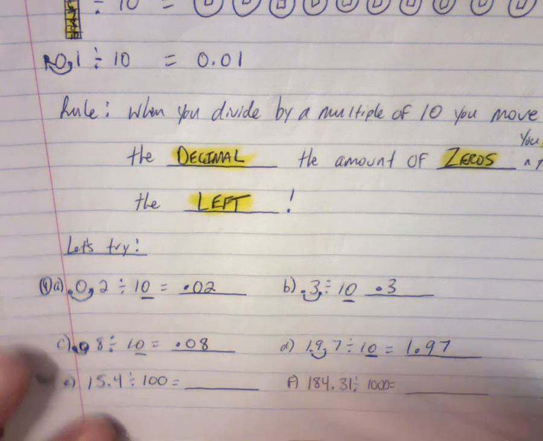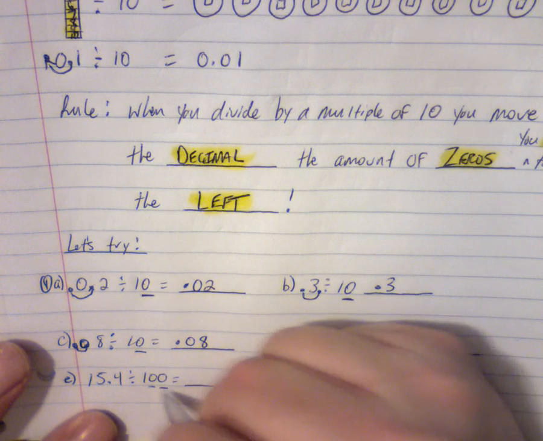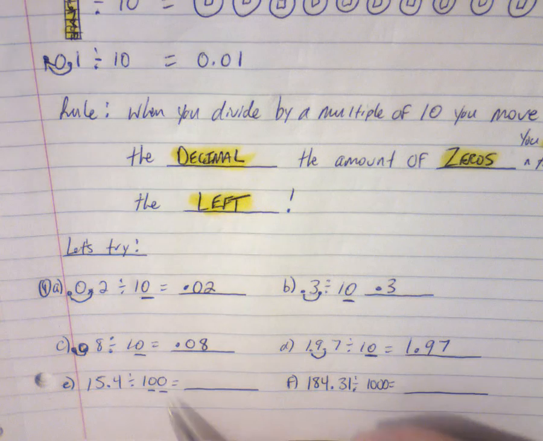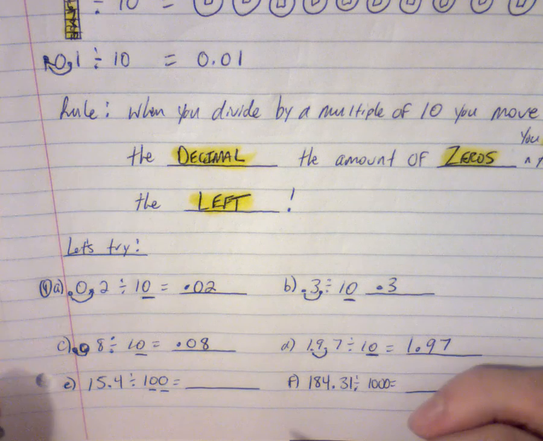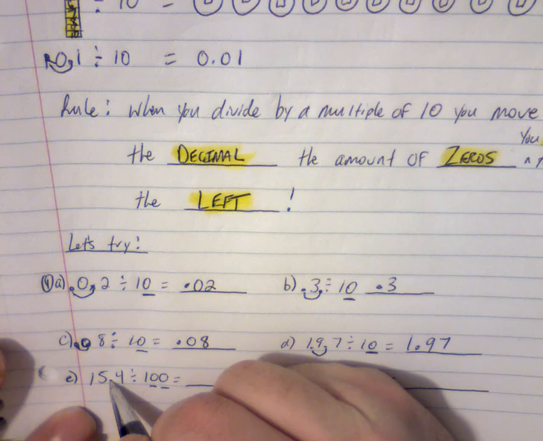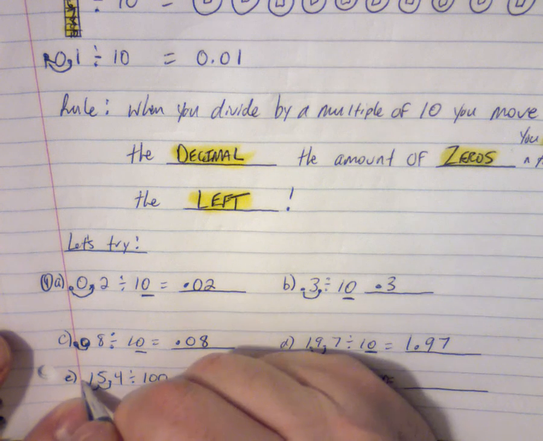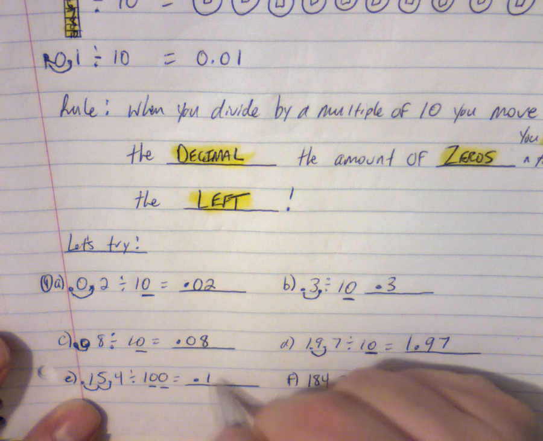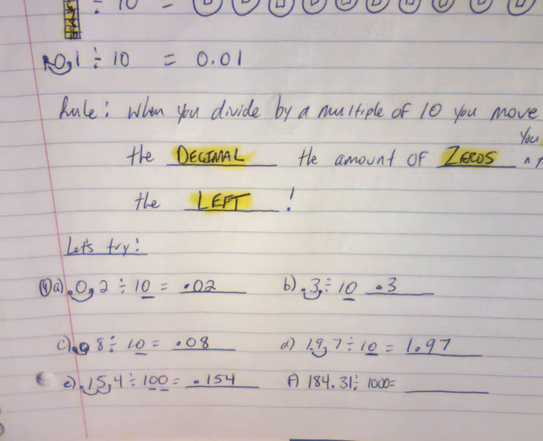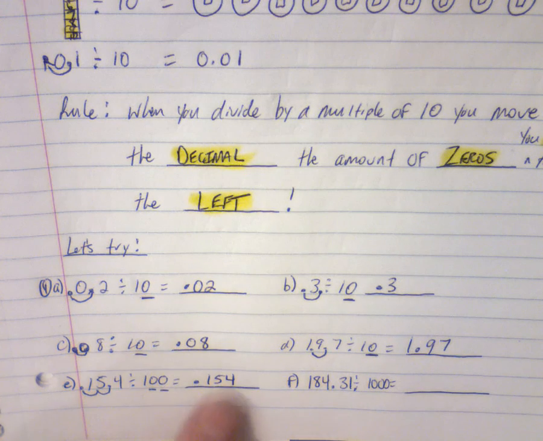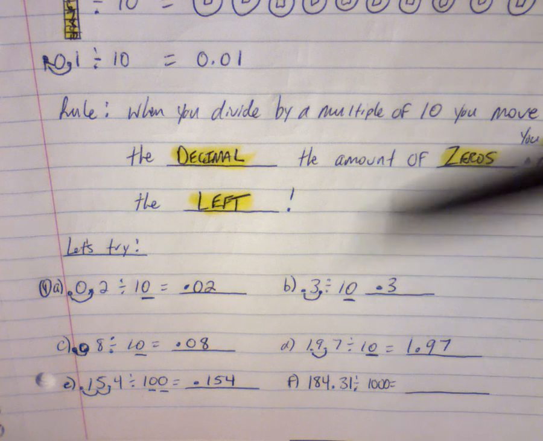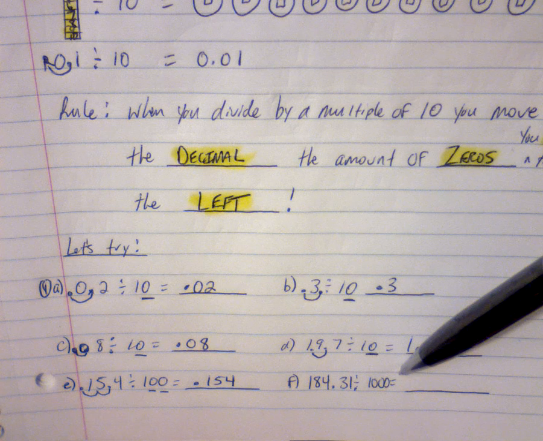Now, we're going to shift gears. We're going to go to 100. How many zeros are we dividing by now? 2. 1, 2. What I'm going to do is I'm going to move the decimal 2 spots to the left, and I get decimal 0.154. Okay? Tenths, hundredths, thousandths.